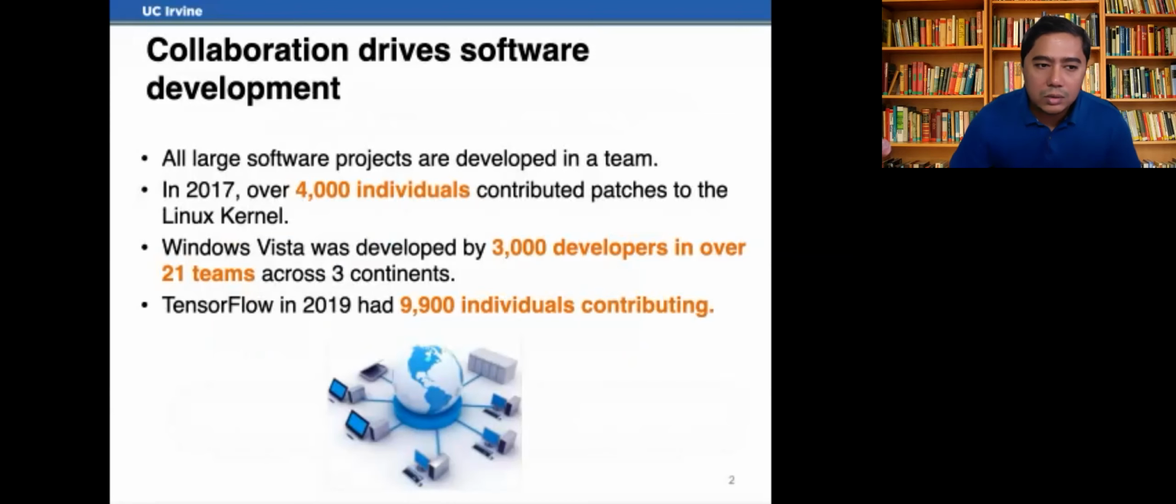So collaborative software development is one of the major driving forces nowadays. All large software projects are developed in a team. In 2017, over 4,000 individuals contributed patches to the Linux kernel. Windows Vista was developed by 3,000 developers in over 21 teams across 3 continents. And then more recently, TensorFlow in 2019 had 9,900 individuals contributing to it.